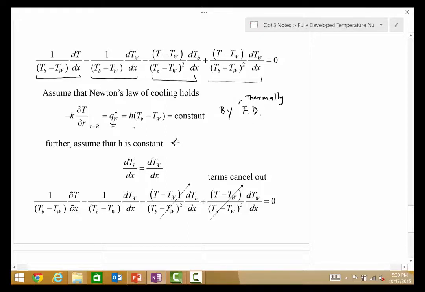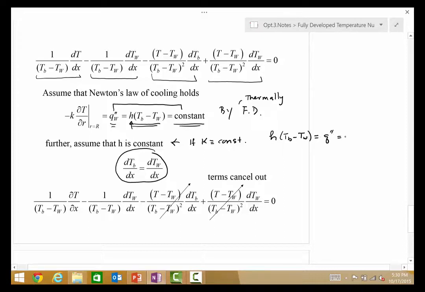So QW, which is H times TB minus TW, is a constant. Why? Because, well, we said that it's a constant heat flux problem, so Q is a constant. We said H is a constant, so it already says something about TB minus TW. It means that dTB/dx is equal to dTW/dx. I hope you see that. So assume H is constant. When do we assume H is constant? If K is constant, so if it's constant properties. And if that's true, H times TB minus TW is equal to Q, which is a constant.